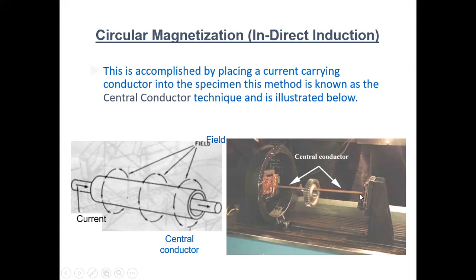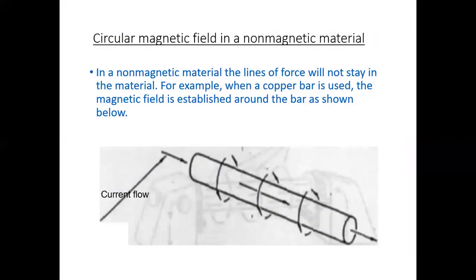Why circular? Because the current goes longitudinally, so the field will be circular. We call this indirect induction, because we are not sending current to the specimen, we are sending a magnetic field to the specimen. We can use this technique for finished components, because we are not directly passing current to the specimen, so there is no damage to the job. The current is flowing straight, and the magnetic field is generated circular.